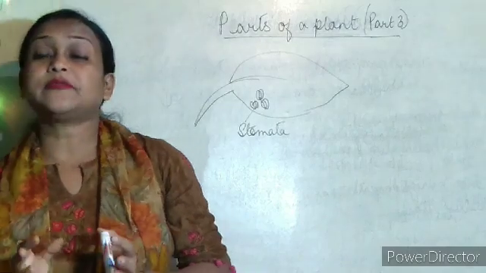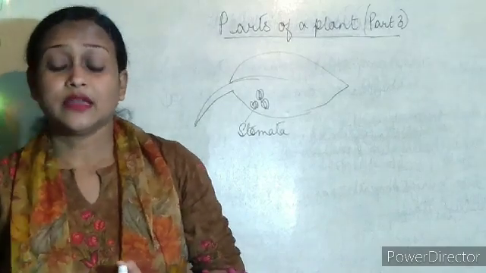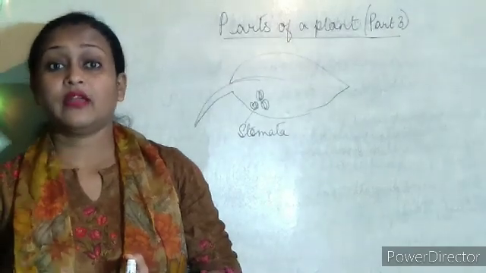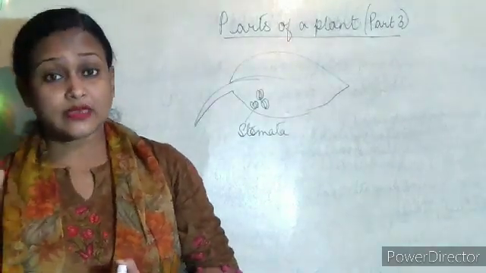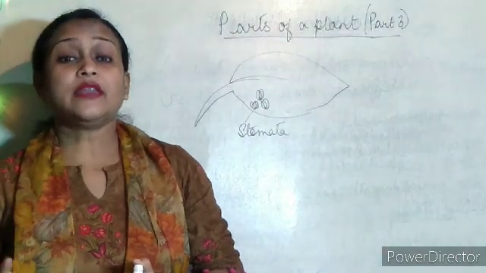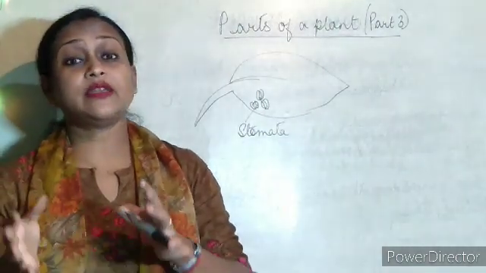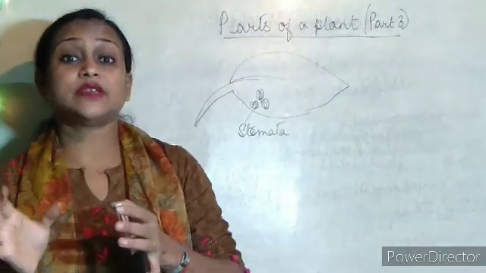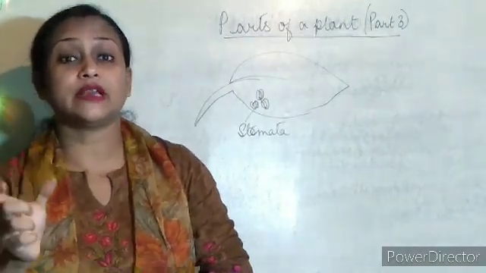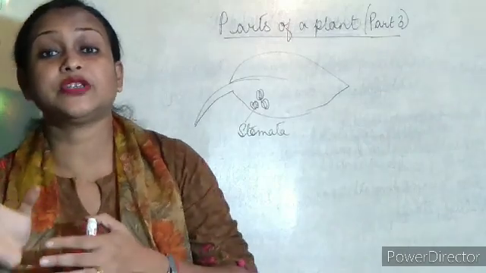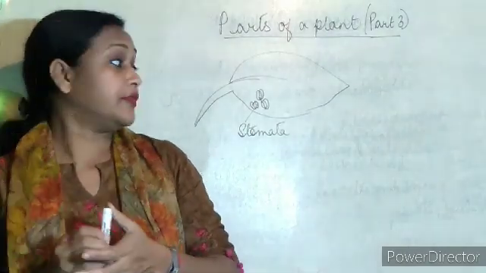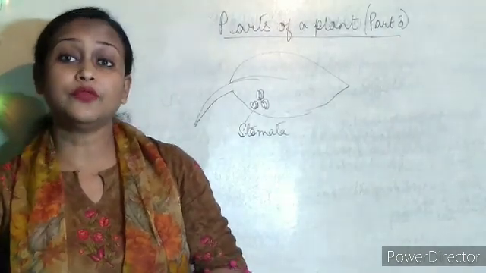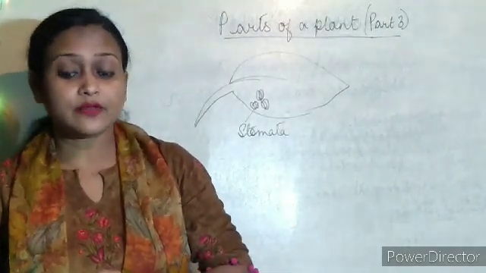In the presence of sunlight, the leaves take in carbon dioxide from the air, then take water from the soil, and there is another pigment called chlorophyll, which is the green color of the leaf. So with these four substances, the leaf makes the food for the plant. So what are the four substances?